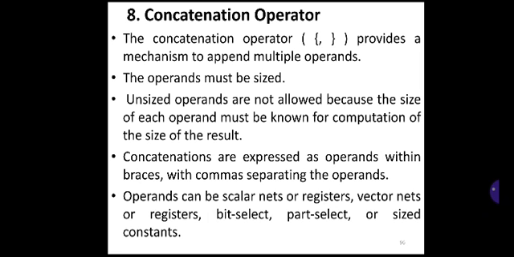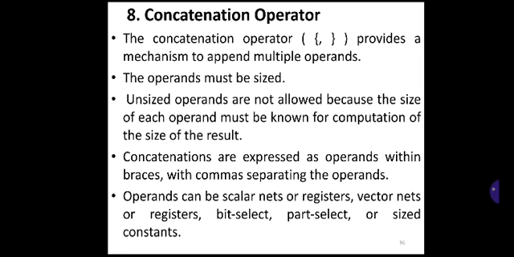The concatenation operator is a pair of curly brackets, an open curly bracket and a close curly bracket. Within that, you can separate the operands by comma. So that is the operator. This concatenation operator provides a mechanism to append multiple operands. So you can have more than one operand within the concatenation operator, separated by comma.